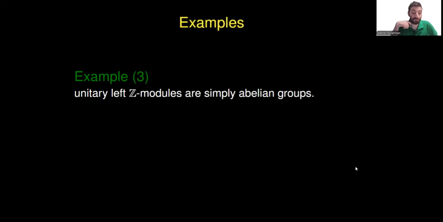So example 3. This is the unitary Z-module. Z is the ring of integers. The unitary left Z-modules are simply abelian groups. So let me prove that. Let me change the slide.